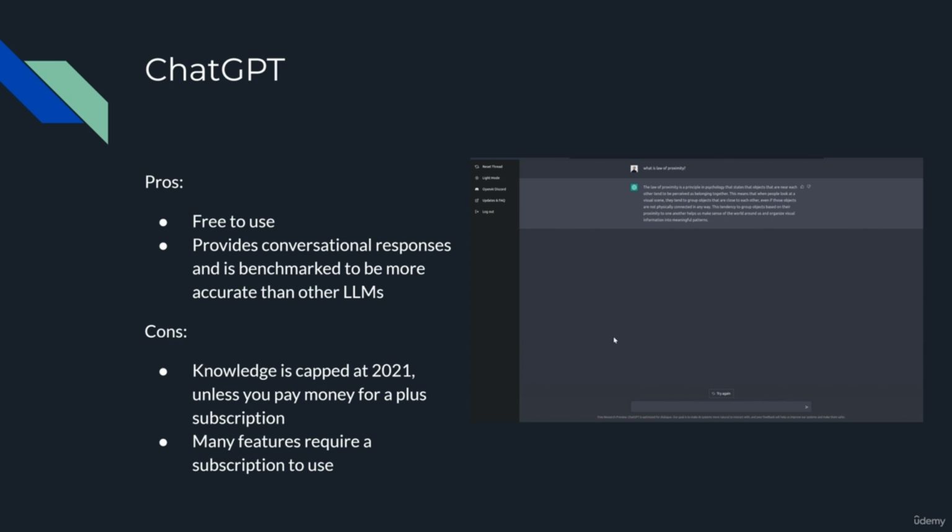And this can be extremely annoying and actually damage you, because you might have incorrect information that you missed, because you didn't proofread or double check the work provided by the LLM. Many of the features require a subscription to use, and this costs $20 a month, which might not be feasible for everybody.